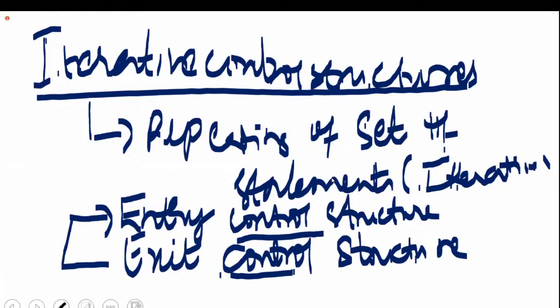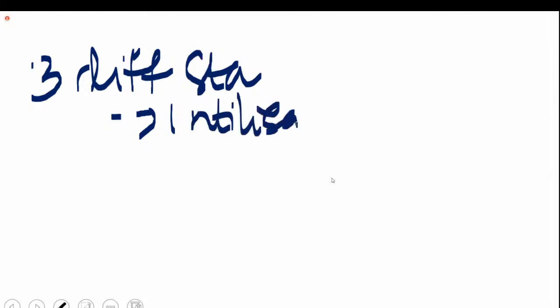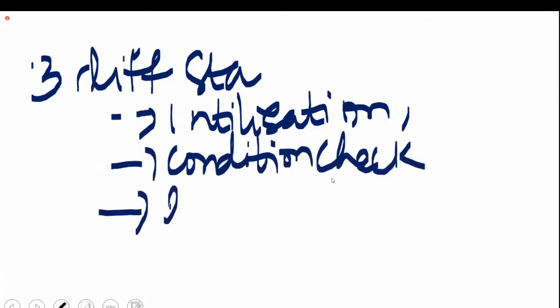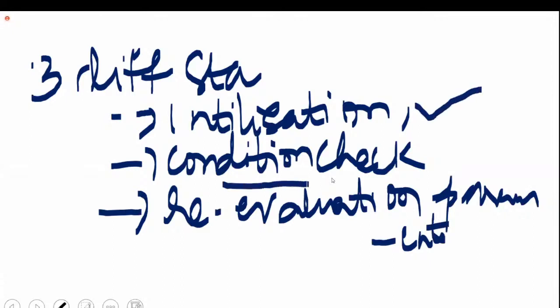Whenever you're talking about entry control structure, for any iterative model we have three different statements. The first one is initialization. Then we have condition check. And the third parameter is the re-evaluation parameter. We have these three statements as the inputs for the iterative model. First you initialize a value, then you check the condition, then the statements in the body of the loop will be evaluated, then you will have your re-evaluation parameter.